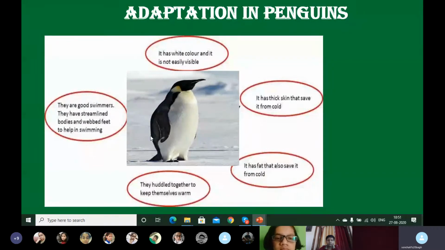The next point: penguins stay in a group, which means they huddle together. I have taken a single picture, but in most pictures you have seen many penguins gathered together like a beehive. Why? Because the body heat of many penguins together helps them keep themselves warm.